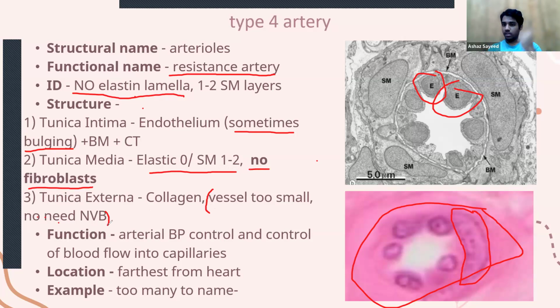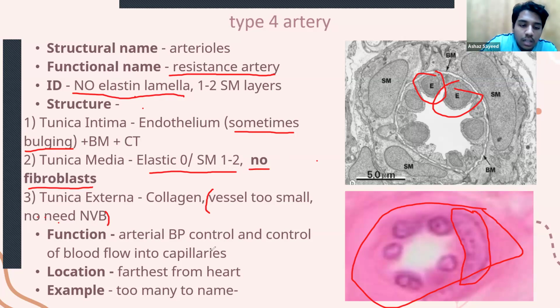Here, the vessel is too small. Type 1, type 2, type 3, these three types had their own neurovascular bundle with the vasa vasorum and nervi vasorum and all that. Type 4 artery is really, really small. It does not need its own neurovascular bundle. You can see here in the image, it's just like 6 cells. That's enough for diffusion.